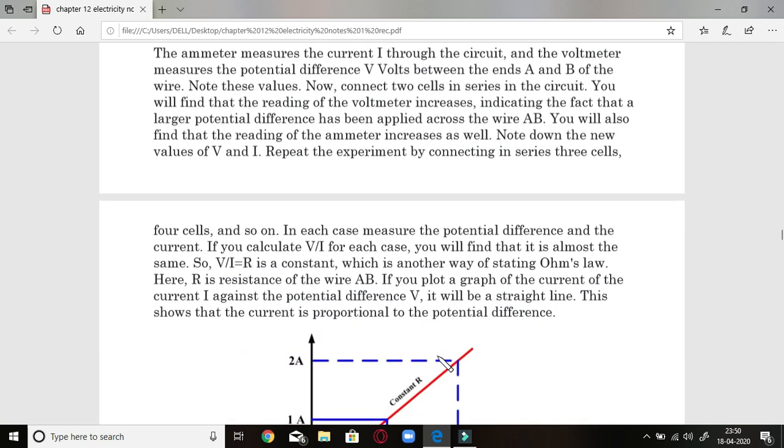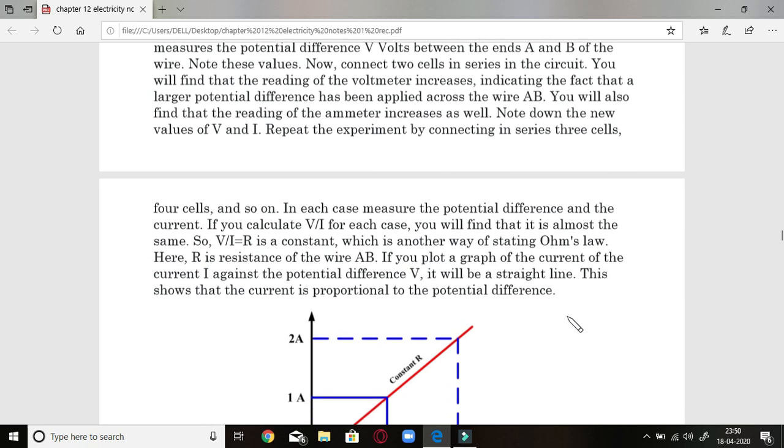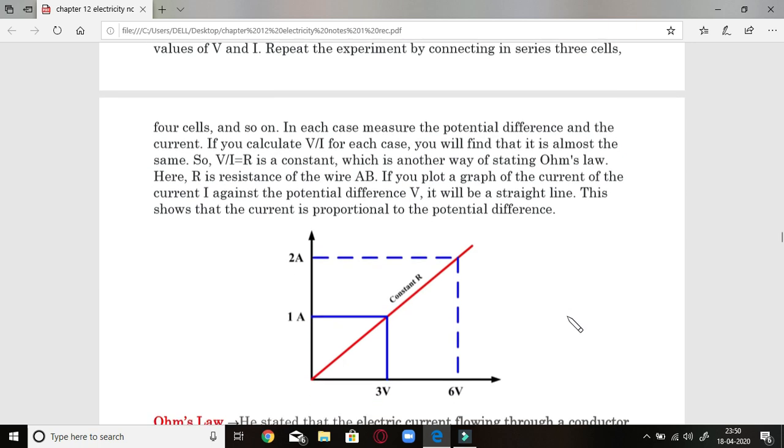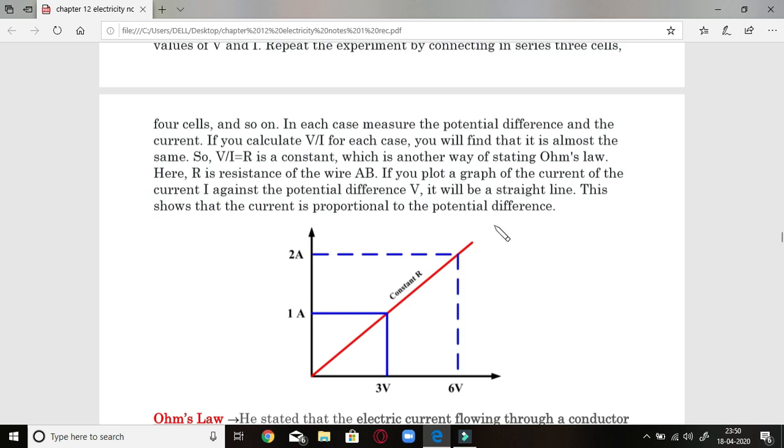Repeat the experiment by connecting in series 3 cells, 4 cells and so on. In each case, measure the potential difference and current. If you calculate V by I for each case, you will find that it is almost the same. So V by I is constant, which is another way of stating Ohm's law.